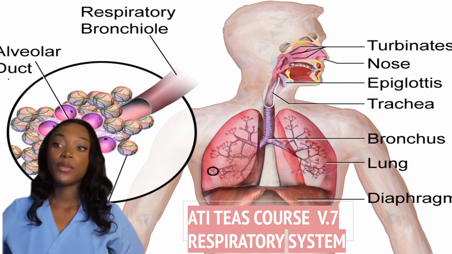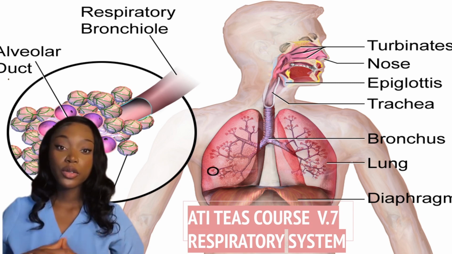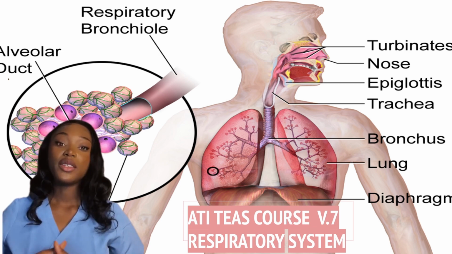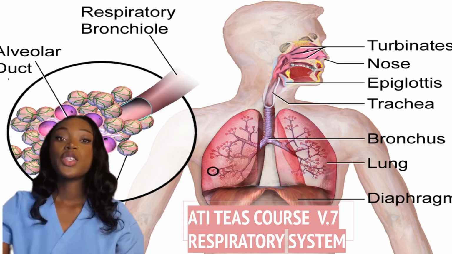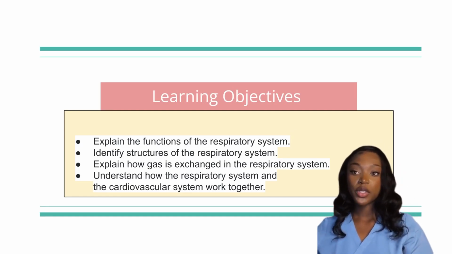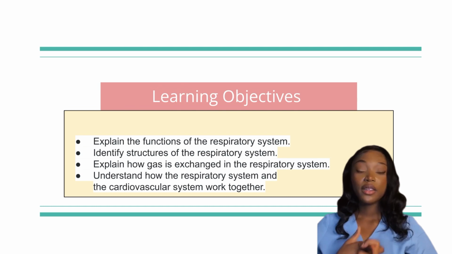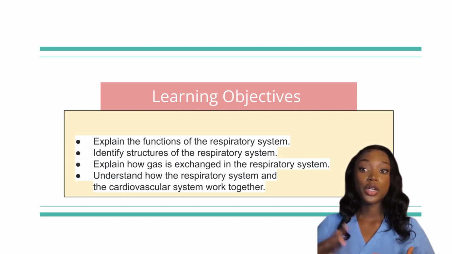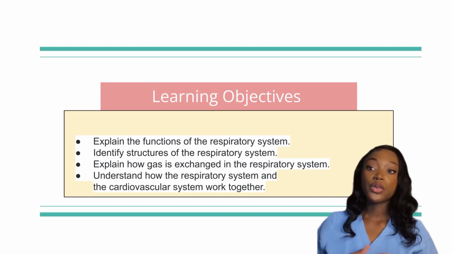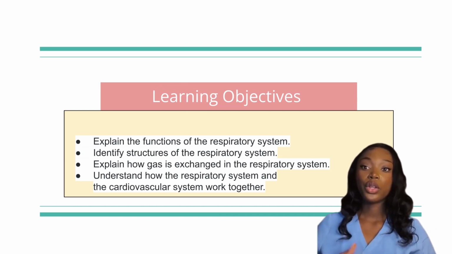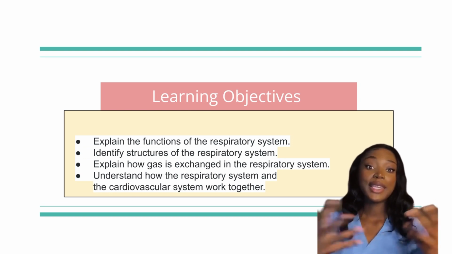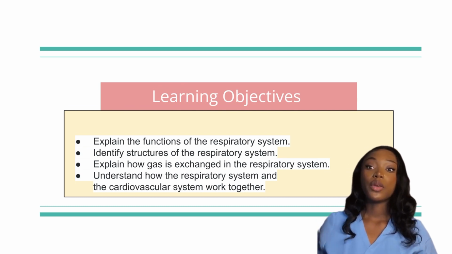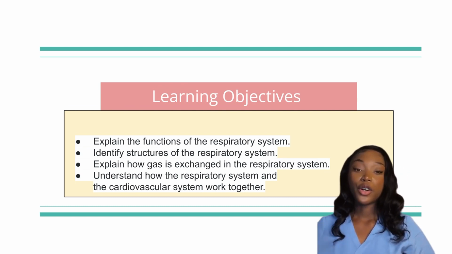The respiratory system works with the circulatory system, so you will need to understand how these systems interact. Some of the learning goals for this chapter are: we need to explain the function of the respiratory system, identify the structure of the system, and explain the role of the respiratory system in gas exchange. And finally, we need to describe the relationship between the respiratory and the cardiovascular system.